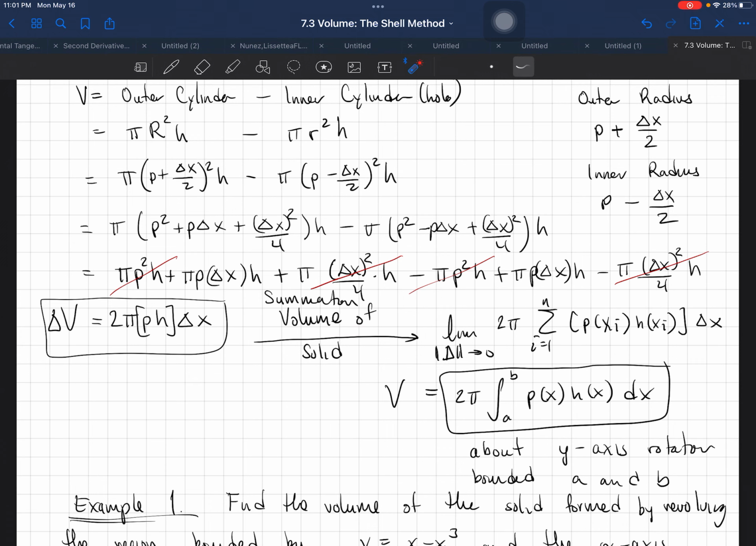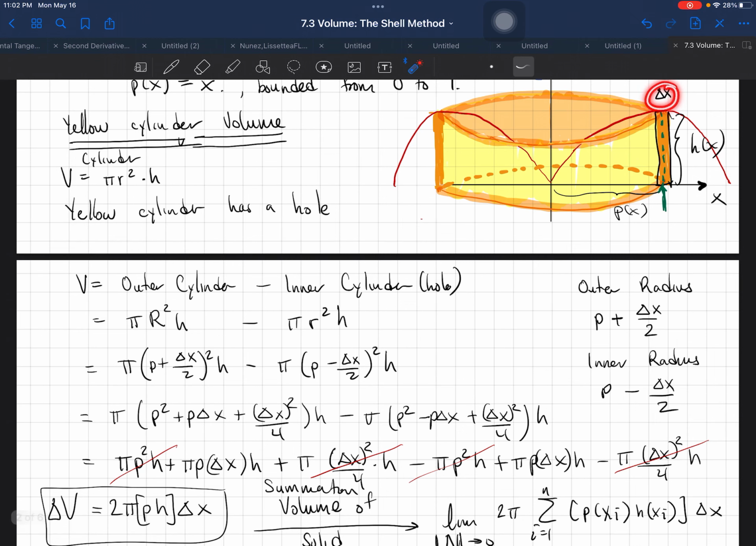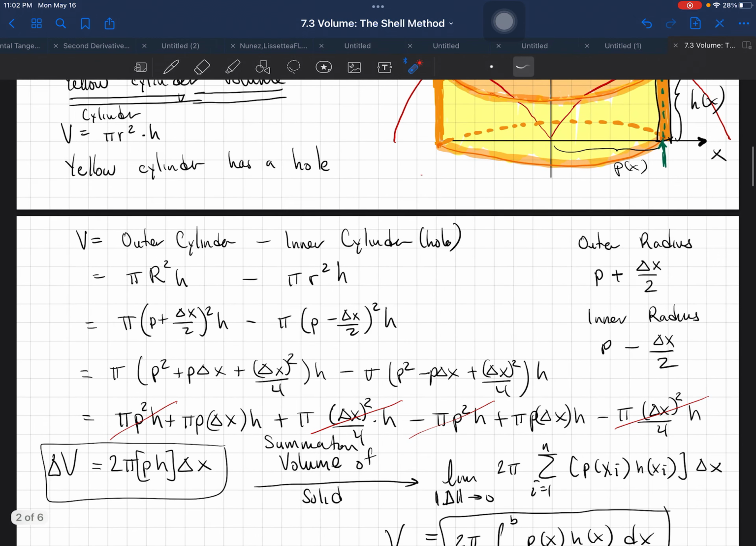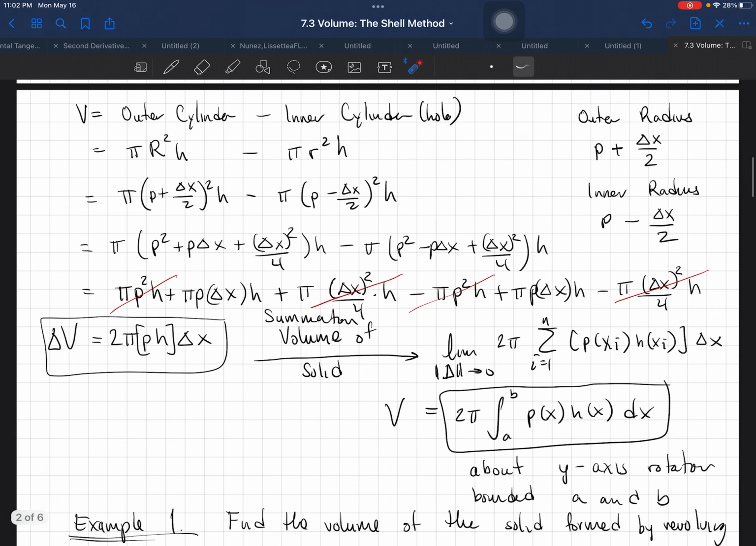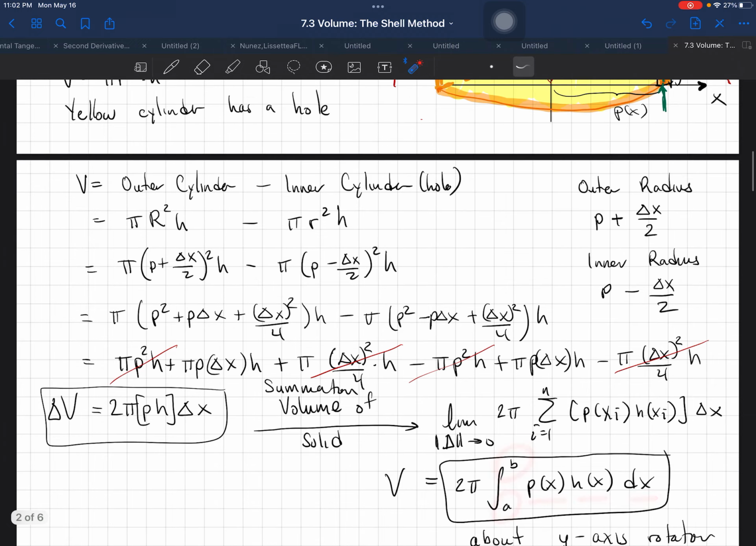So if we approach this volume as the difference of the deltas becomes 0, so as this becomes very, very thin, then you're pretty much just adding all those p's times h, and you're adding infinitely many of them. So you have your 2 pi right there. And so this ends up being the definite integral of 2 pi from a to b of p(x) h(x) dx. And where's the a and b?